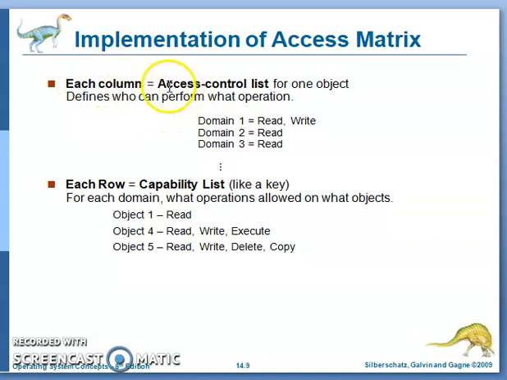Each column is an access control list for one object. It defines who can perform what operations. This is domain D1, and the operations are read and write. Domain D2, read. Domain D3, read. Each row is a capability list. That is, the row represents the read operation on object 1, read, write and execute on object 4, and read, write, delete and copy on object 5. So this is the capability list. Each row is a capability list, and each column represents the access control list.